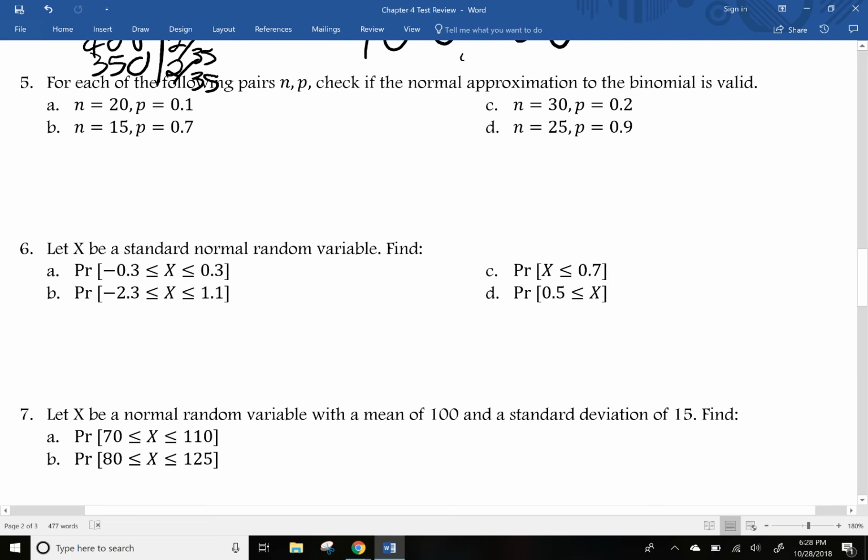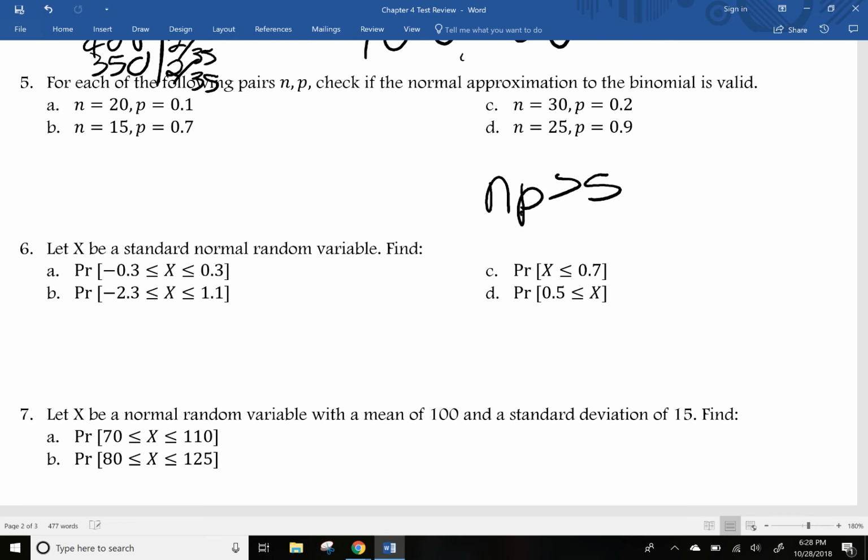For each of the following pairs, N and P, check if the normal approximation for the binomial is valid. To check, all we have to do is N times P has to be greater than 5, and then N times Q, if you want to think of it as Q, but we called it 1 minus P, is also bigger than 5. If both those statements are true, then it works.